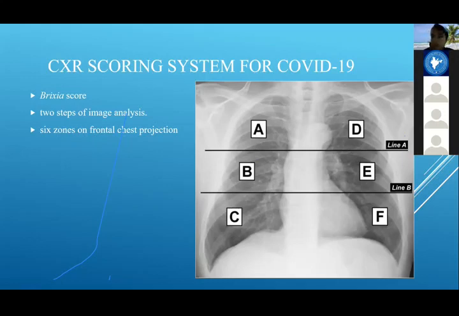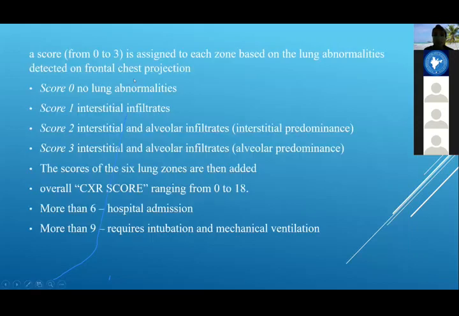So we should just divide the lung, whatever lung fields we are seeing, into three and take the scores by dividing. So the score is given for each zone. We are giving a score of 0 to 3.